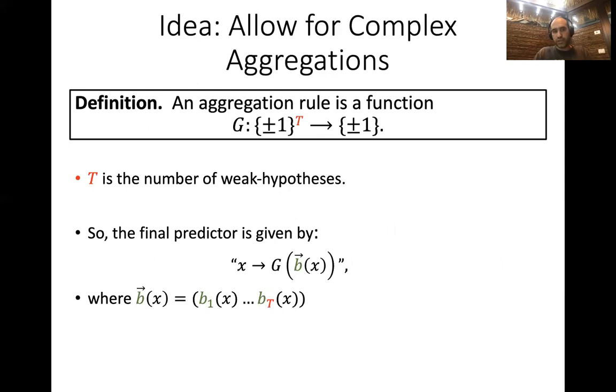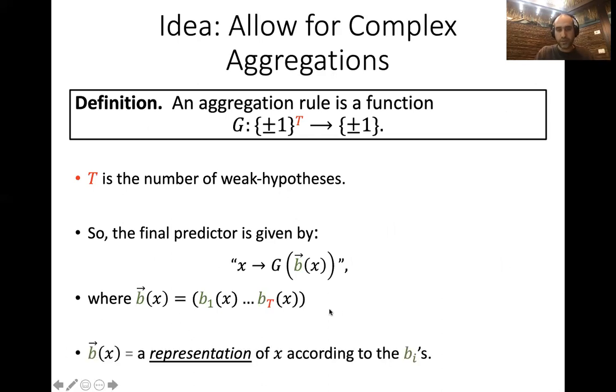Okay, so the final predictor maps labels x by g of b of x, where b of x is this representation vector according to the b_i's, right? So the weak learner gives us this list of weak hypotheses, b_1 up to b_T. Then we think of this vector as a representation vector of a point x. And g applied on this vector gives us our prediction rule.